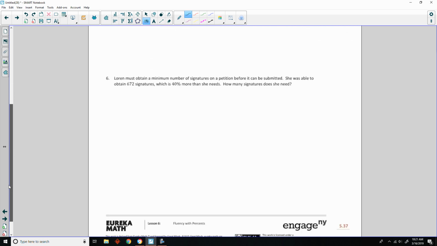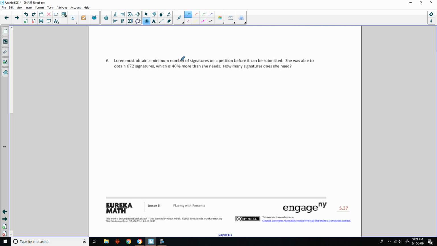Number 6. Lorraine must obtain a minimum number of signatures on a petition before it can be submitted. She was able to obtain 672 signatures, which is 40% more than she needs. How many signatures did she need? So 40% more than she needs. She needs 100%, and she got 40% more, which is 140%. So 672 is 140%.